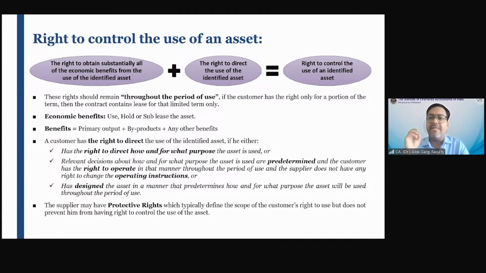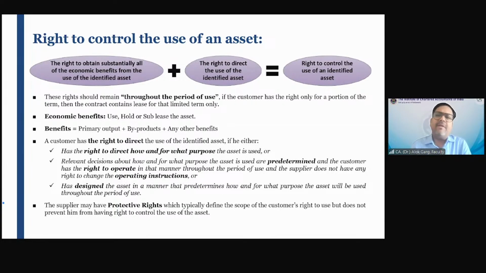It means it is the lessee who is controlling the use, not the lessor. Controlling the use means, number one, it is the lessee who is obtaining substantially all the economic benefit from the use of the identified asset. See, the word is use of the identified asset. From the use of the identified asset, it is the lessee who is getting all the benefits, not the lessor.